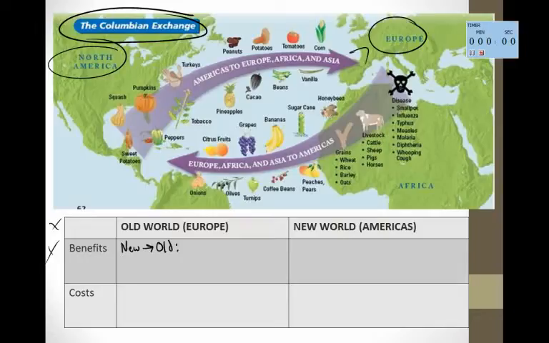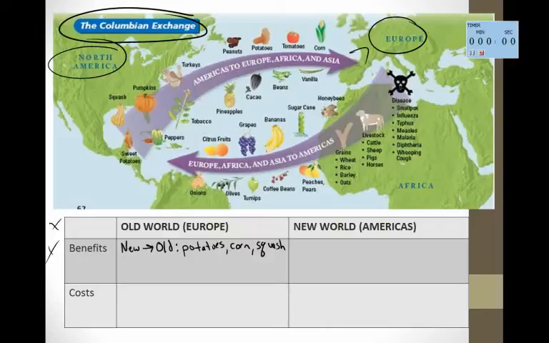The things that the Old World got from the New World that proved to be the most beneficial were things like potatoes, corn, squash. Those types of goods. This proved to be the most important thing they got from the New World. Now, let me explain why this is important.